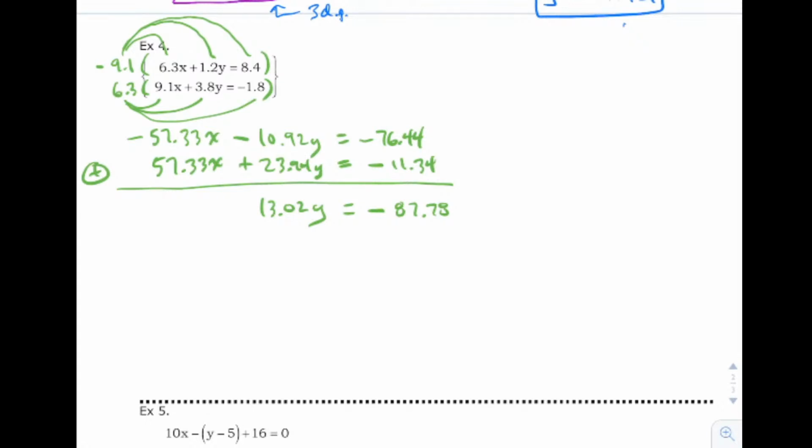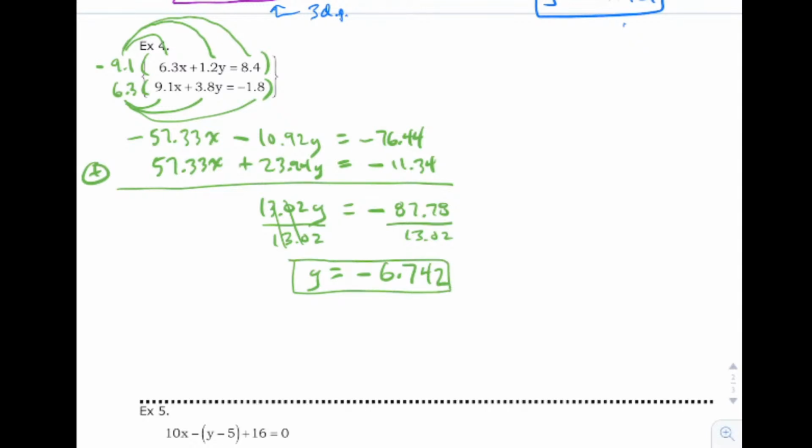Almost done. Looking at the y term, we're going to have to shove a 13.02 underneath both sides to cancel that off. So y equals a negative. You take your 87.78 and you divide it by your 13.02 and you end up with a negative. If I go to 3 decimal places, which sounds good, I'm seeing a 7419, so the 9 makes that round up. There's a nice answer for y.